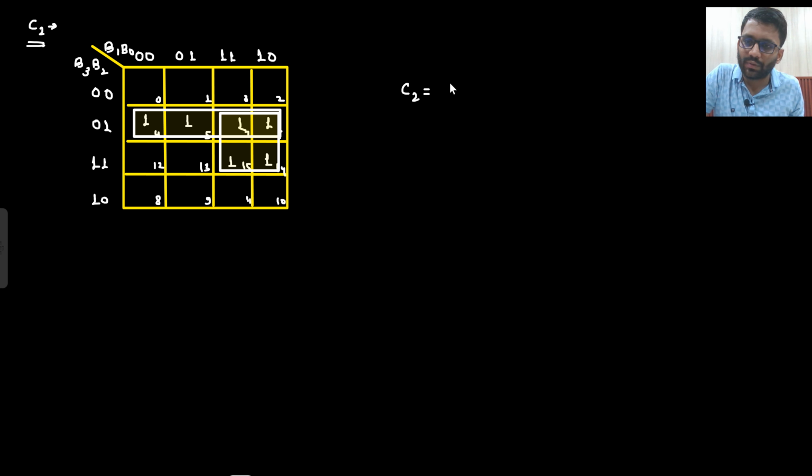C2. C2 is what? B3 bar B2 plus. What about this one? So here B1 is constant, right? And what is constant? B1. And what about this? Here B2 is constant. So that's the final expression. And this one B2 is constant, here B1 is constant. So B1, B2, and what about this? Here B3 bar B2 is constant. So that's the final expression of C2.